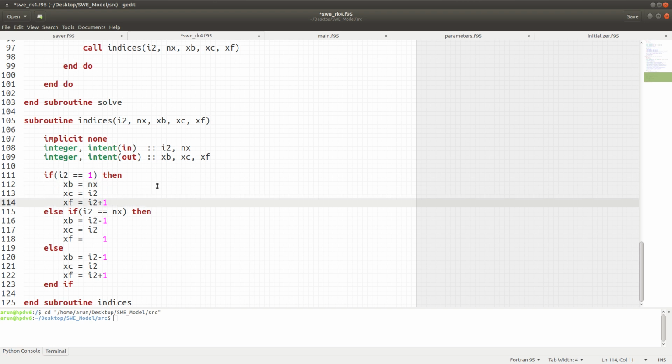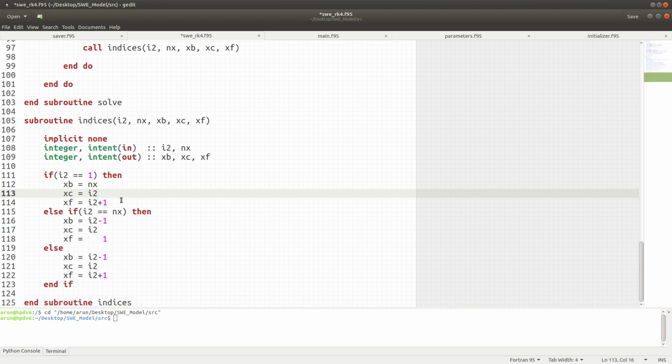And xf is actually the point in front of me in the x direction, whose value is i2 plus 1. So this xf is going to have the index of the point in front of me. xb is going to have the index of the point at the back of me, and xc is going to contain my present index value.